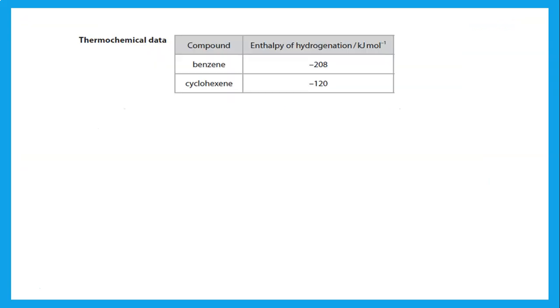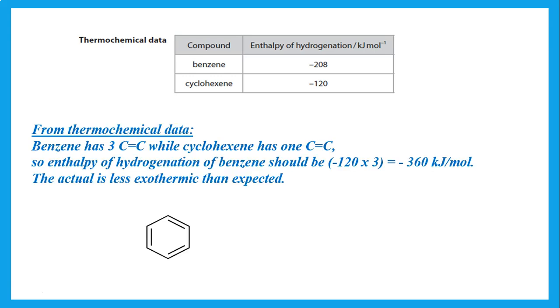This was the thermochemical data, and what it tells me is that the delta H of hydrogenation, that's adding hydrogen to a double bond, if we're talking about cyclohexene, it's minus 120. If we're talking about benzene, it's minus 208. Now, if we say that benzene has 3 double bonds, then the delta H of hydrogenation should actually be 3 times cyclohexene. So it should be minus 360. But it's not, because the double bonds are delocalized.